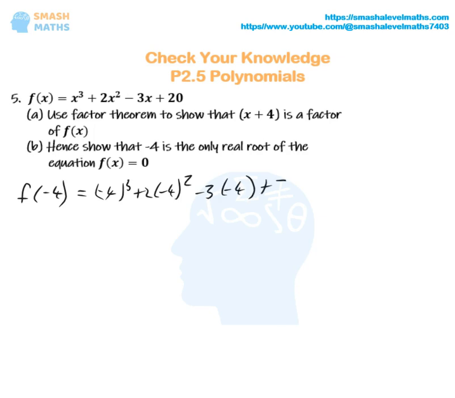So we've now got minus 4 cubed plus 2 times minus 4 squared minus 3 times minus 4 plus 20. At this point you can bang it into a calculator, but I'm just going to work it through. So we've got minus 64 there. Minus 4 squared is positive 16, so that's 32. We've got another positive there. Minus 3 times minus 4 plus the 20. And you'll notice that 32, 12 and 20 make 64, so that whole thing equals 0.